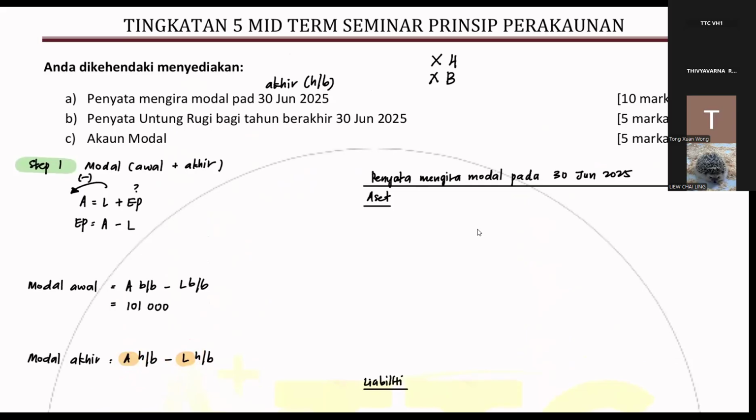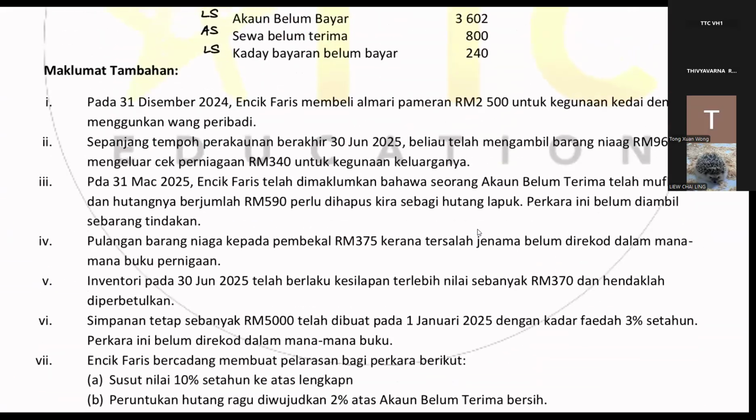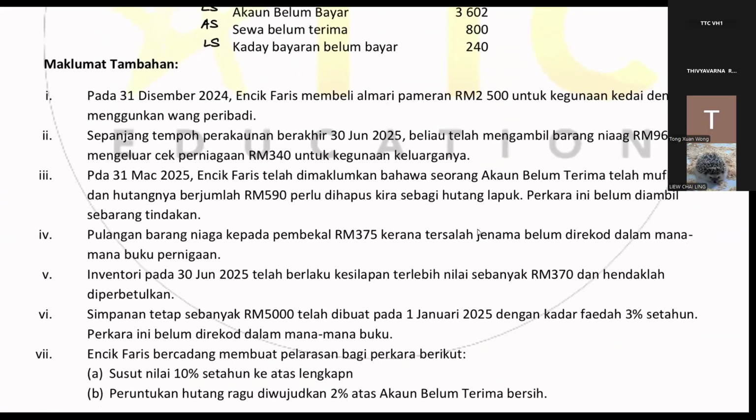Okay? Remember that. Now let us go through the maklumat tambahan. First maklumat tambahan, on last day of December, the boss bought Almari Pameran by using his own personal money. But can the company use boss personal money? No. It's only provided the boss bring in money to the company, then we can only use the money for the boss. So what's the account factor here?